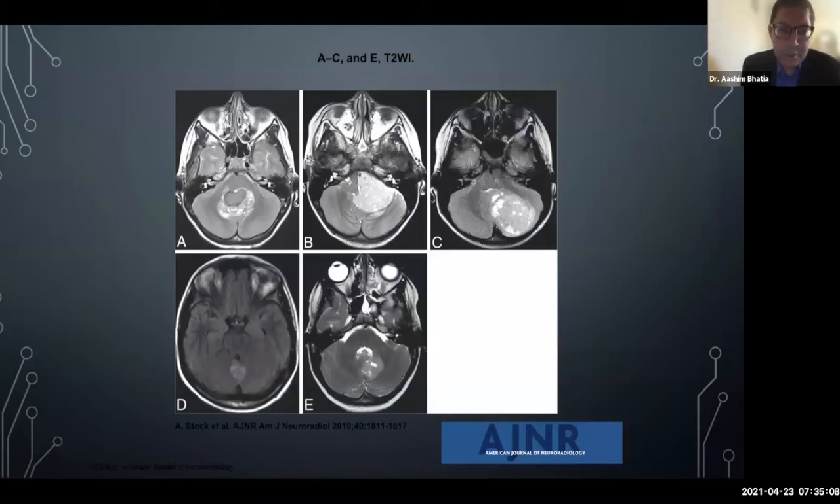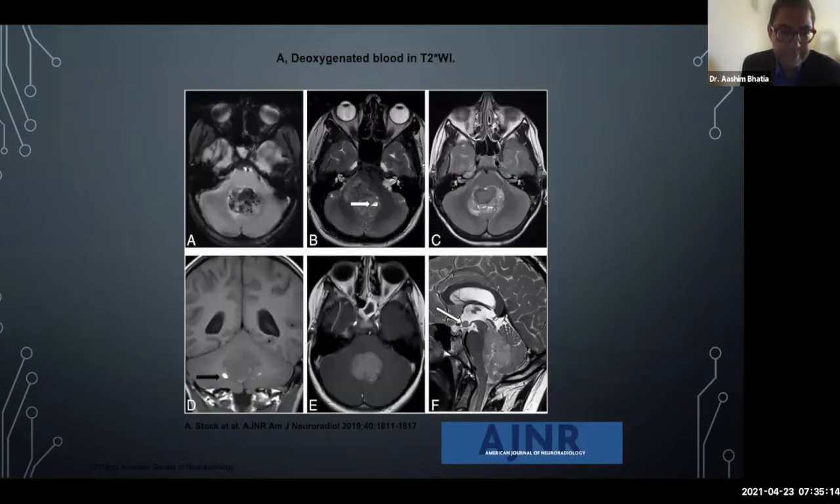And when you talk about the Wnt tumors, we were thinking most of them are CP angle. Well, this study helped prove us wrong. There's a bunch of midline tumors. Look at all these. These are all Wnt tumors. They're all midline, not CP angle.